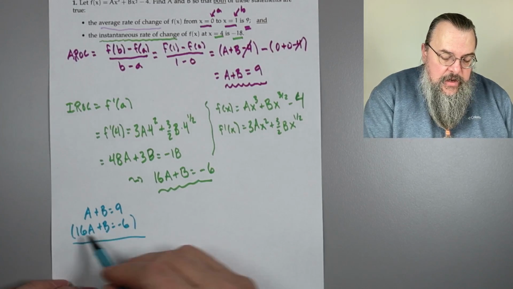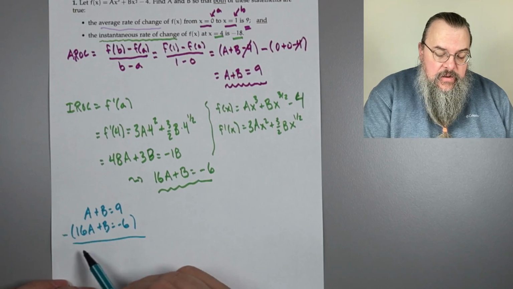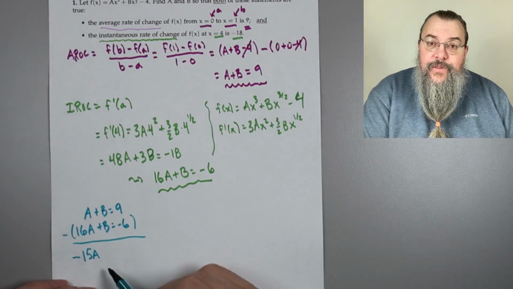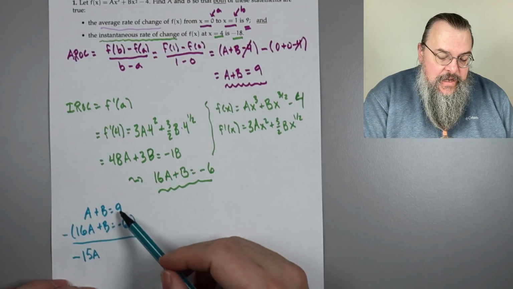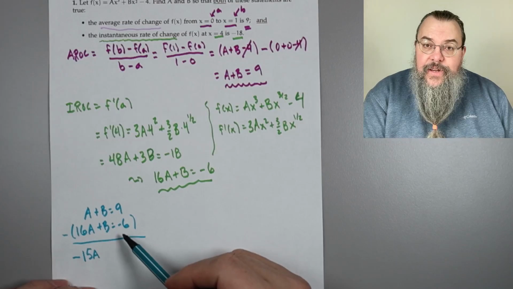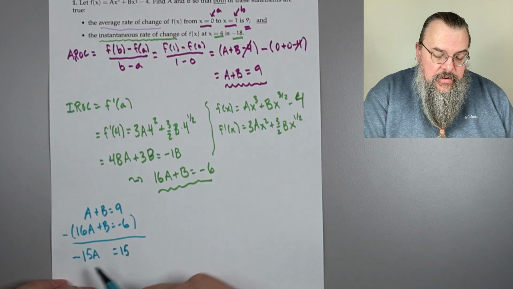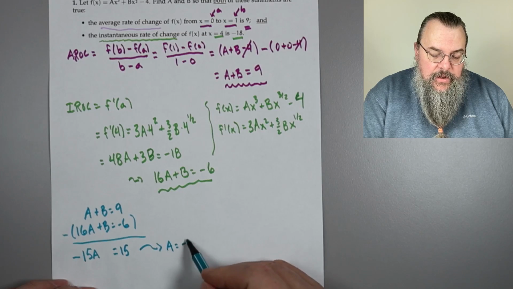So if we subtract one from the other, a subtract 16a gives us negative 15a. b subtract b equals 0. That's the idea of cancellation, right? 9 subtract negative 6 is 9 plus 6, that's 15. So negative 15a equals 15. That says a should equal negative 1.